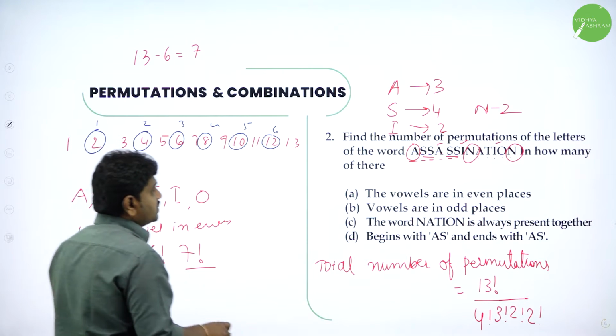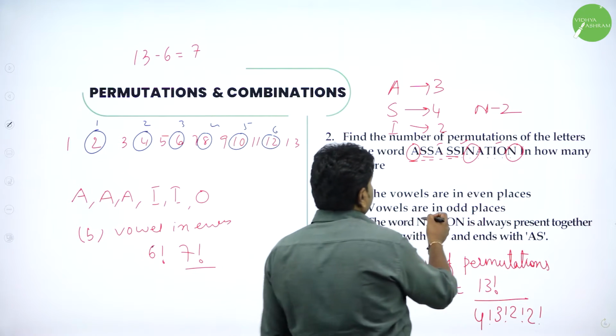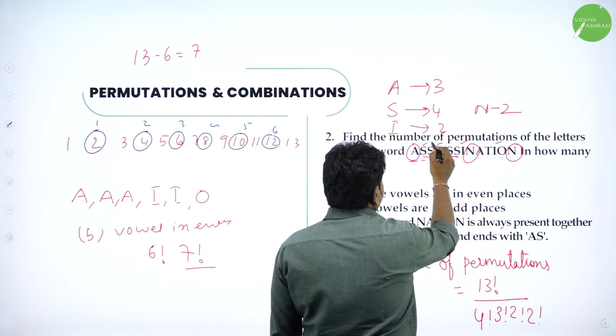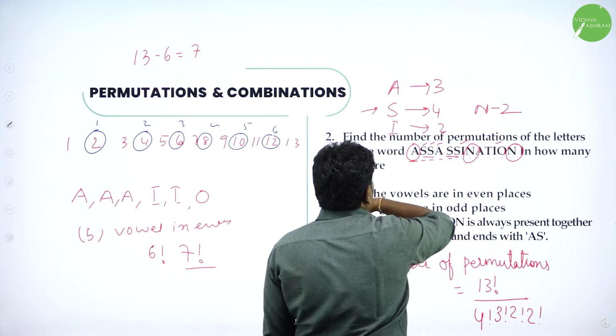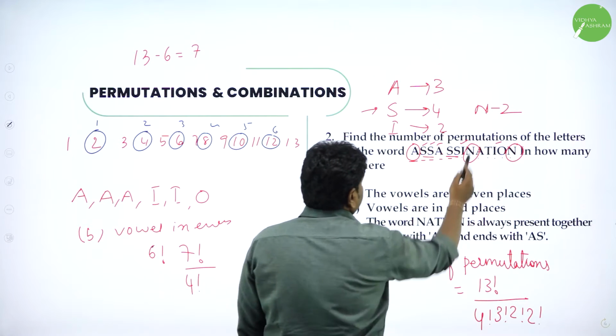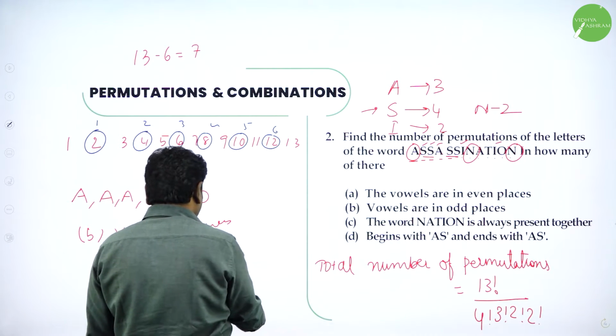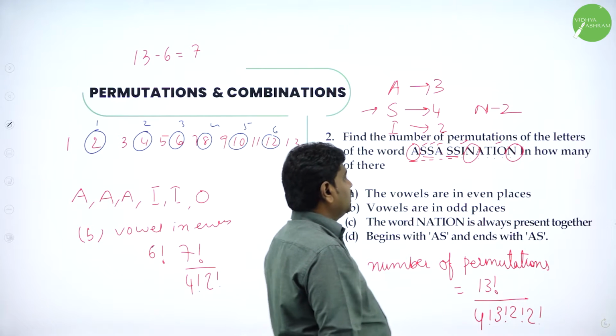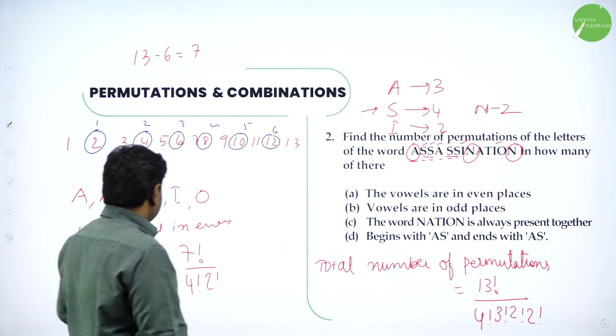But the consonants, other than vowels, are also repeated. S is a consonant, it is repeated 4 times, so divided by 4 factorial. N is a consonant, repeated 2 times, so divided by 2 factorial, and that's it. T does not repeat, so that's it.